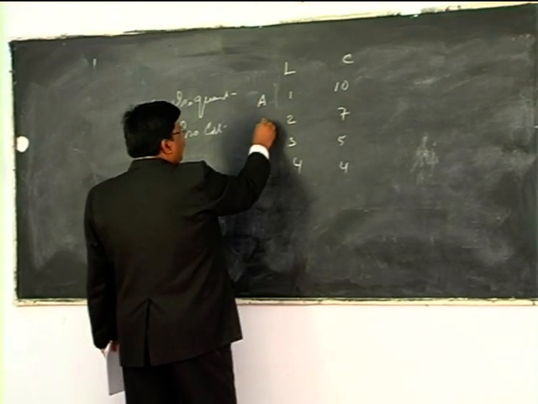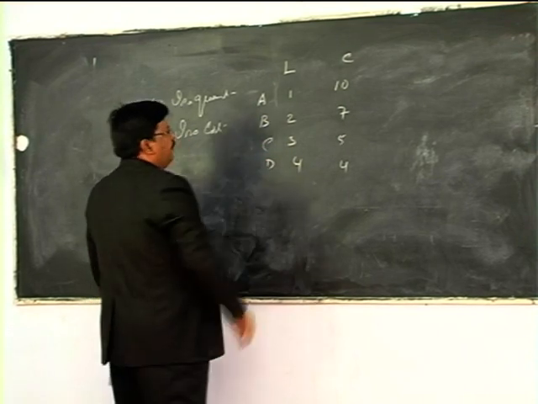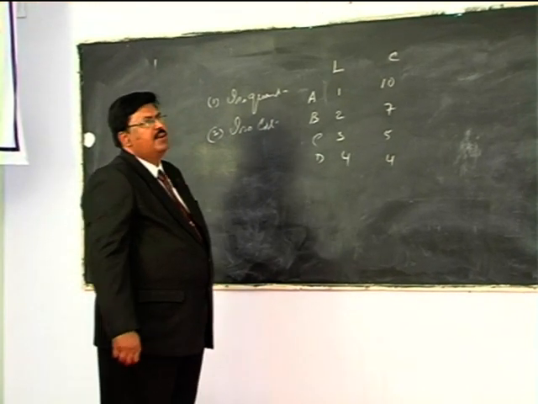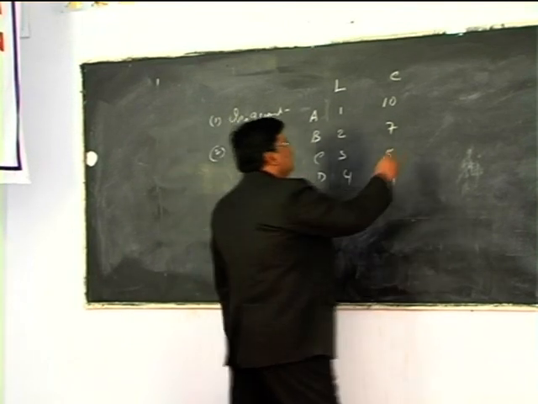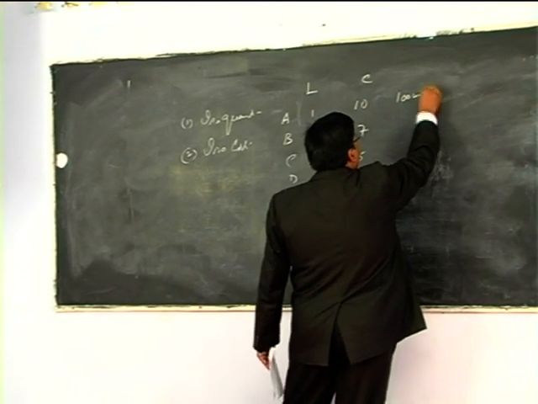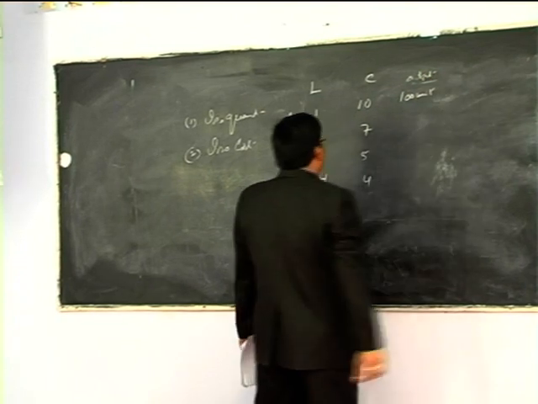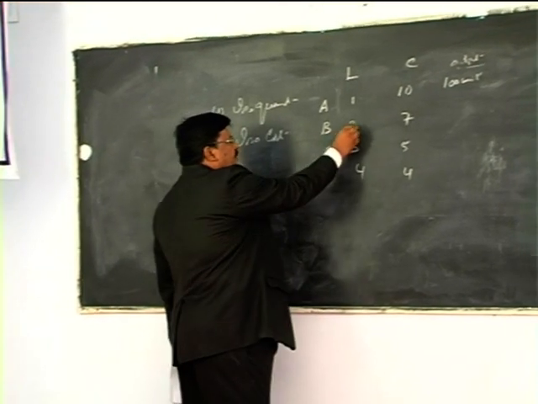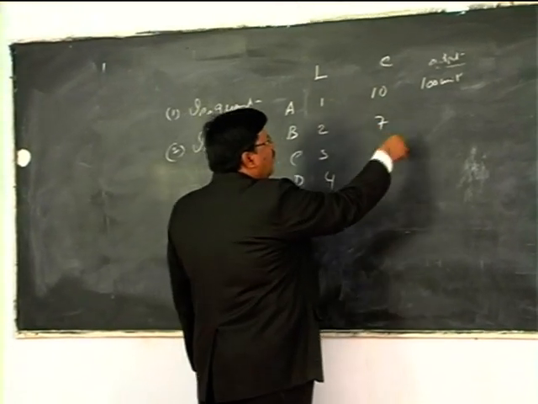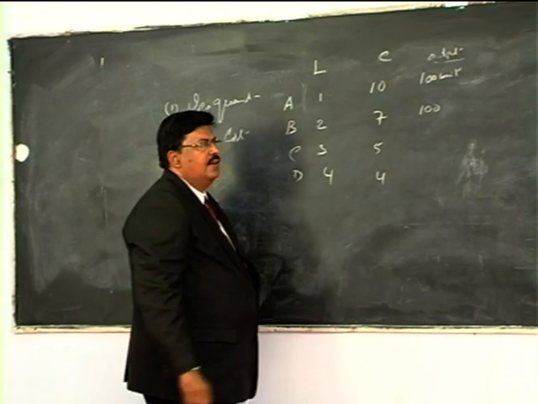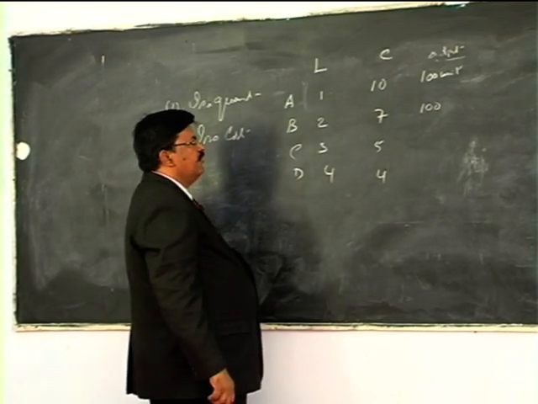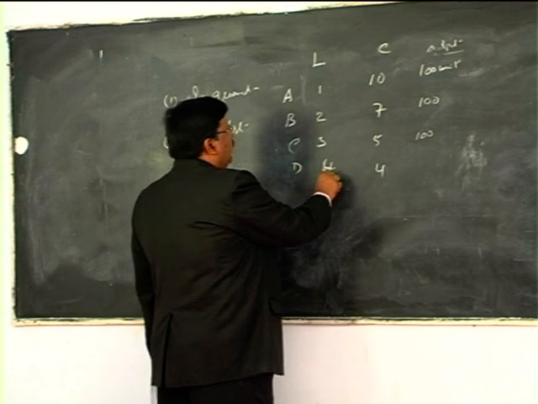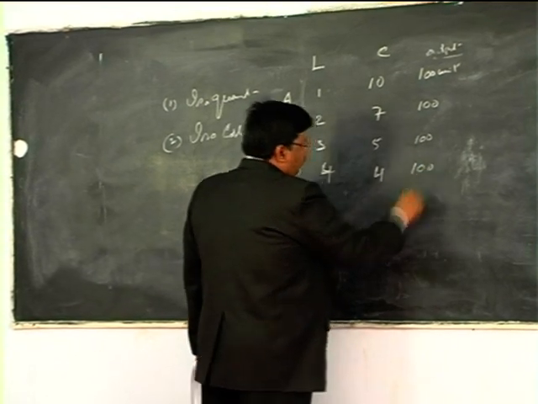So there are four combinations: combination A, B, C, D. Suppose the first combination says that 1 unit of labor and 10 units of capital can produce, say, 100 units of output. Similarly, combination B indicates that 2 units of labor and 7 units of capital can also produce 100 units of output. Similarly, combination C, 3 labor units and 5 capital units can also produce 100 units of output, and 4 labor units and 4 capital units can produce 100 units of output.